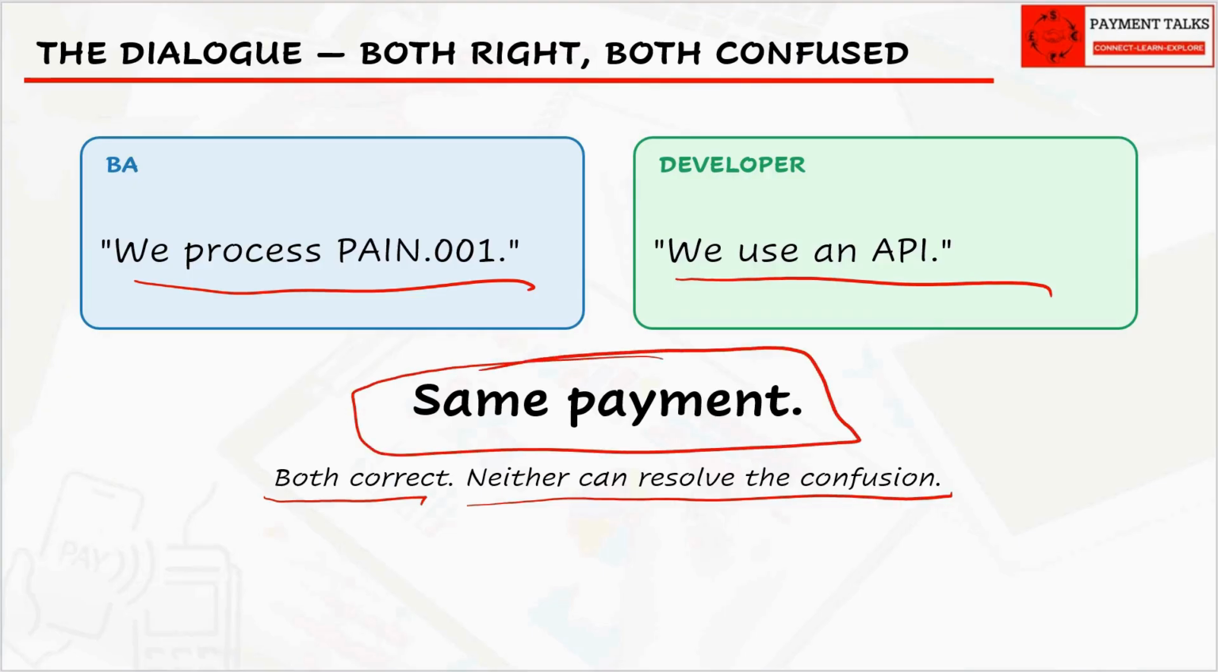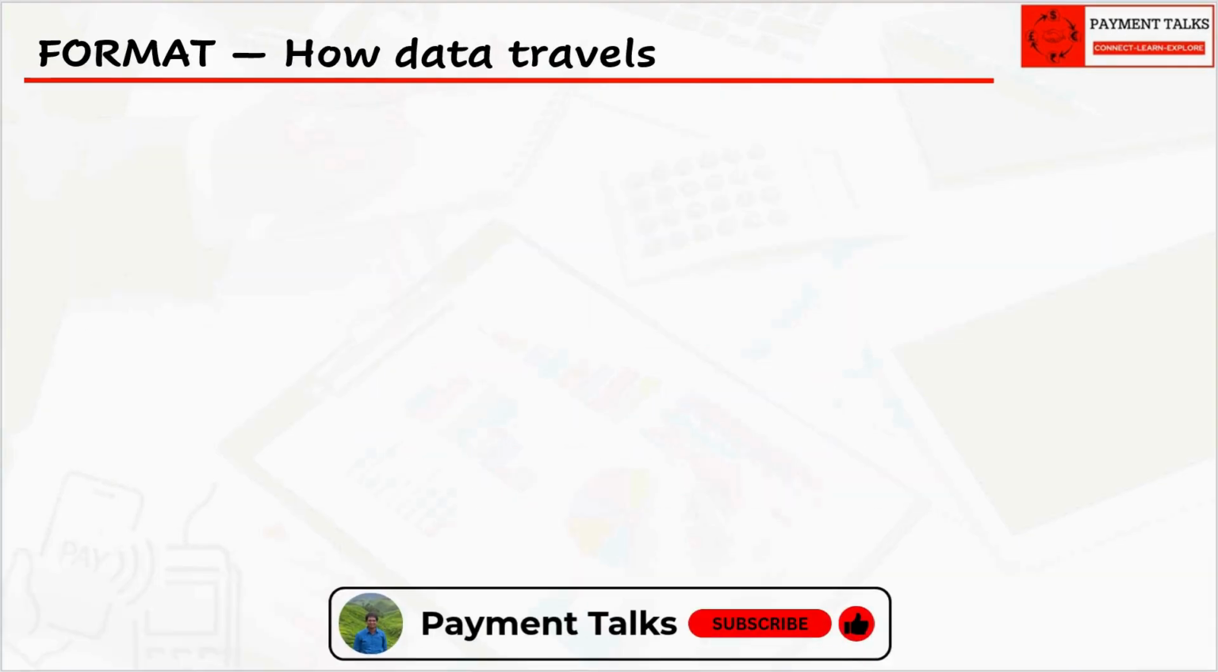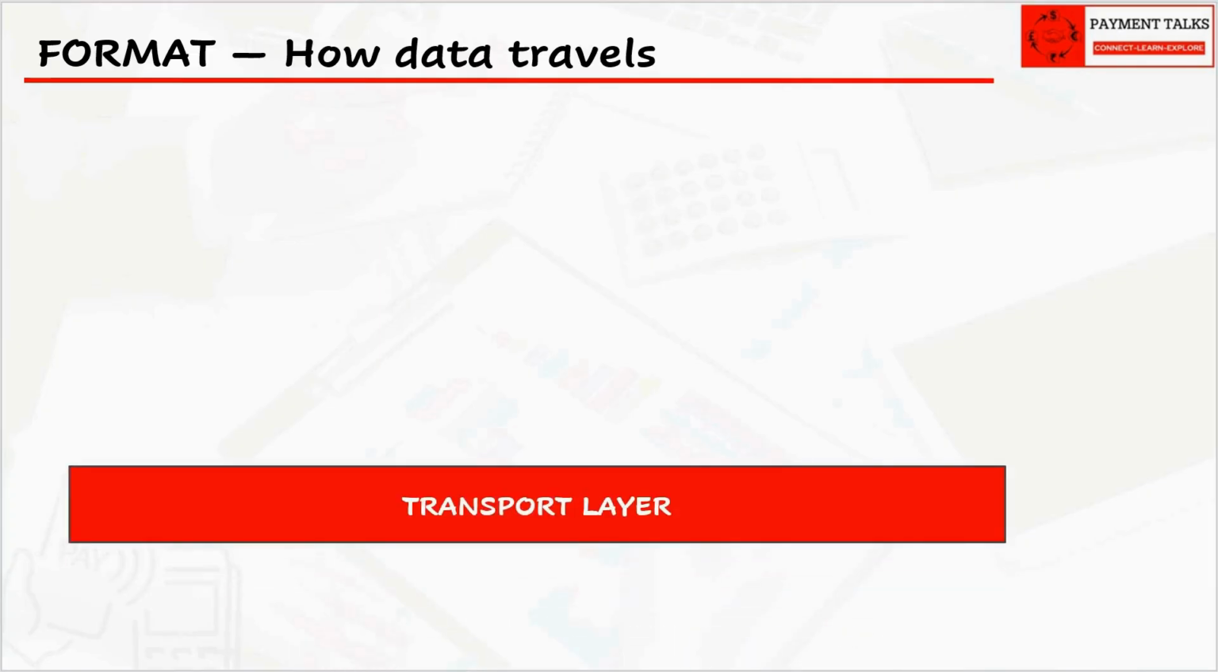This is not a communication failure. It is an architecture gap. They are talking about two completely different dimensions of the same system. And until the team names that distinction explicitly, it keeps causing problems. The developer is talking about format. Format is a transport layer. It is how the data physically moves from one system to another.